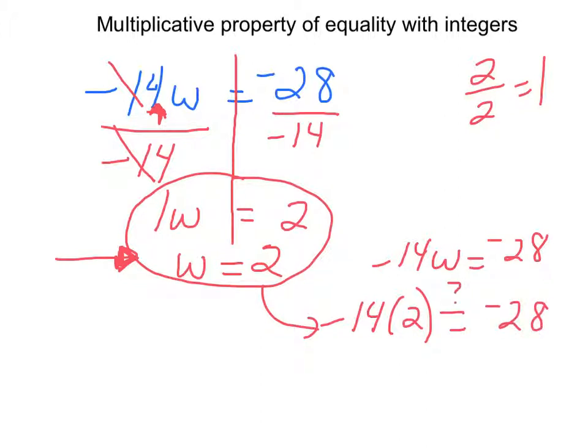A negative times a positive will give us a negative. 14 times 2 does give us 28. So yes, negative 28 is equal to negative 28. So we know we did the problem correctly.